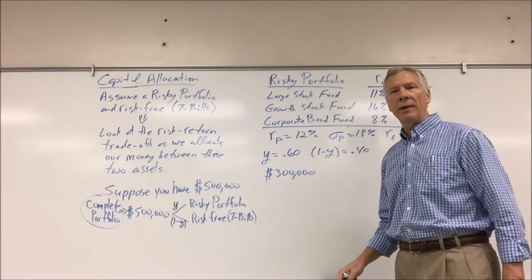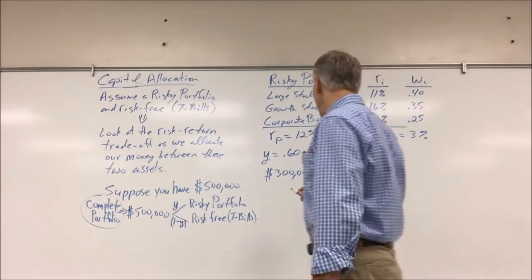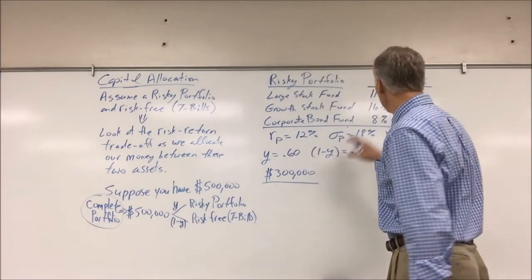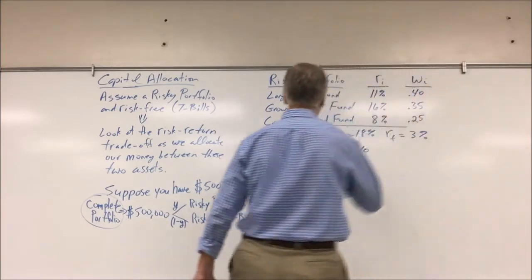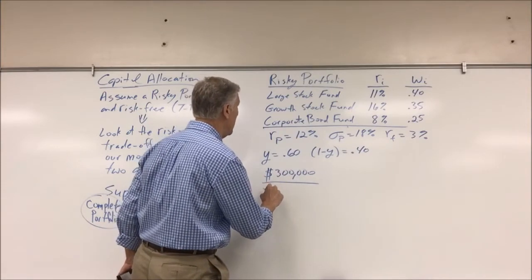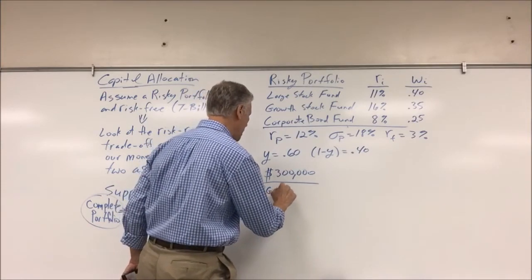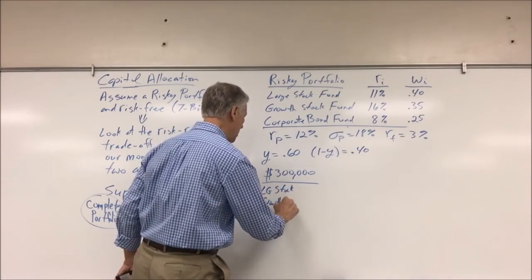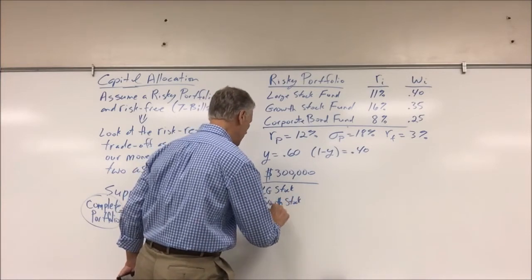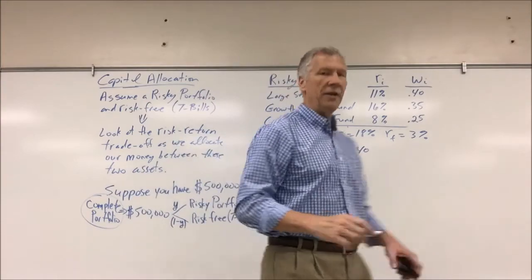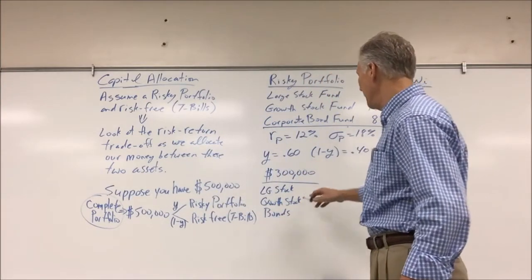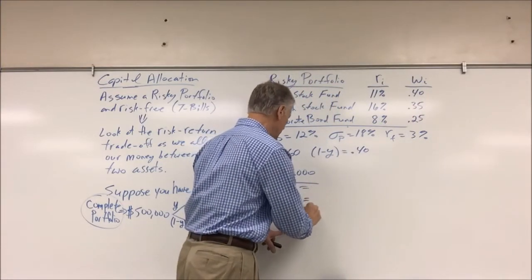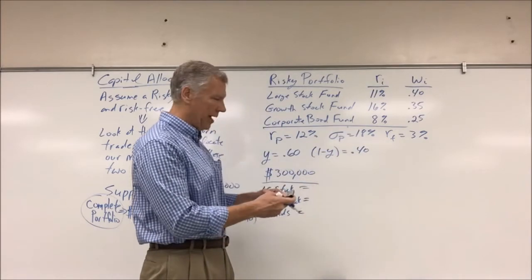Well, what do we do with that money? Do we want to divide it up? Well, I'm dividing it up by this right here. Let me keep it simple. Let's call this the large stock, this is the growth stock, and this is the bonds. So here are the individual pieces. How do we have our money divided up? Well, look back up here: 40%, 35%, 25%. So here's the way we're going to break this $300,000 up.